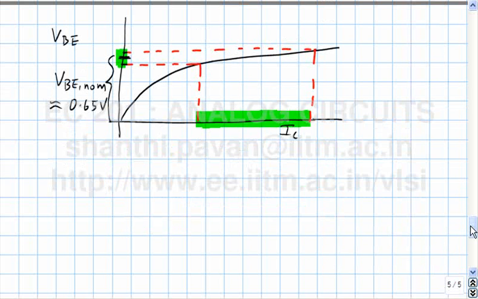For a given ID, if you have to find VGS in a MOS transistor, what do you have to do? Write the equations, VTN plus square root of 2I divided by mu and C of blah blah blah. Blindly close your eyes and say it's 0.65 volts. Okay. This is again another common approximation used in bipolar circuits.